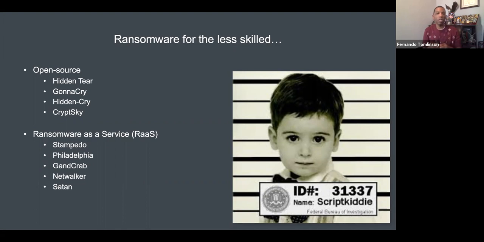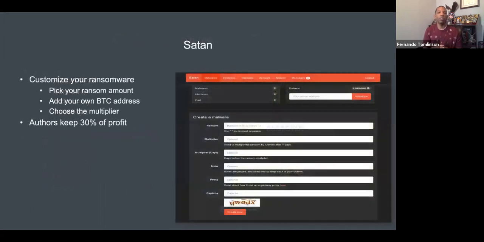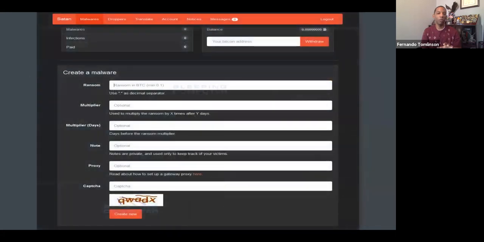That's interesting. Then you have Satan, right? So Satan's kind of like a choose your adventure when it comes to ransomware. So you can pick the amount, you can put your Bitcoin address in, and you can talk about a number of other things. But hey, guess what? Because that UI is being provided to you, the authors of the platform, if you will, they get to keep 30% right off the rip, right? So again, ransomware is so accessible.